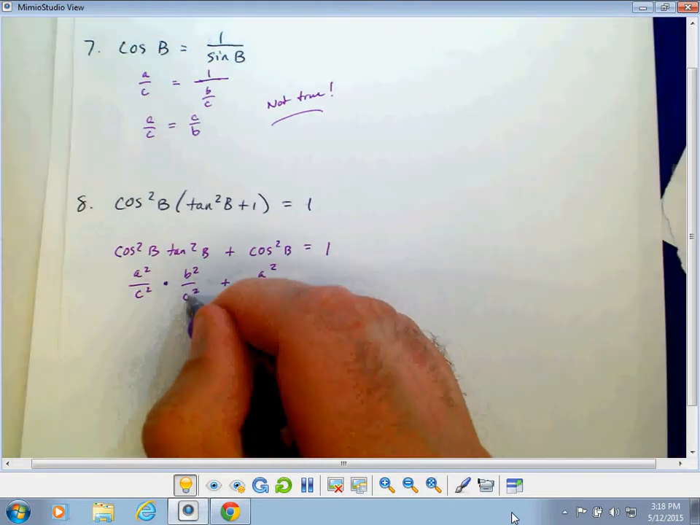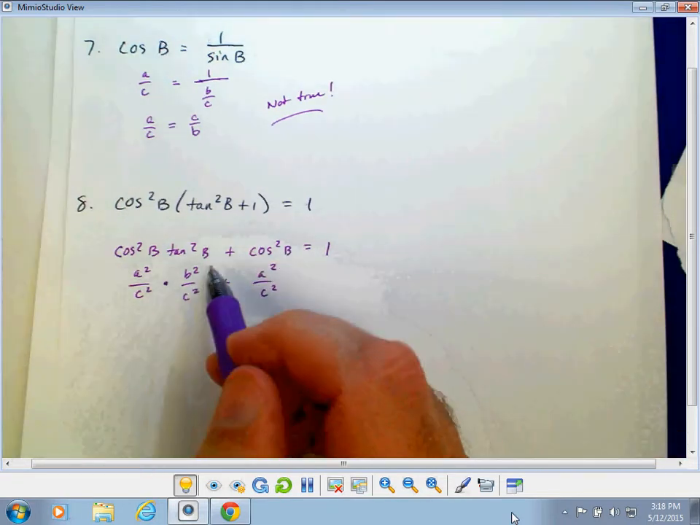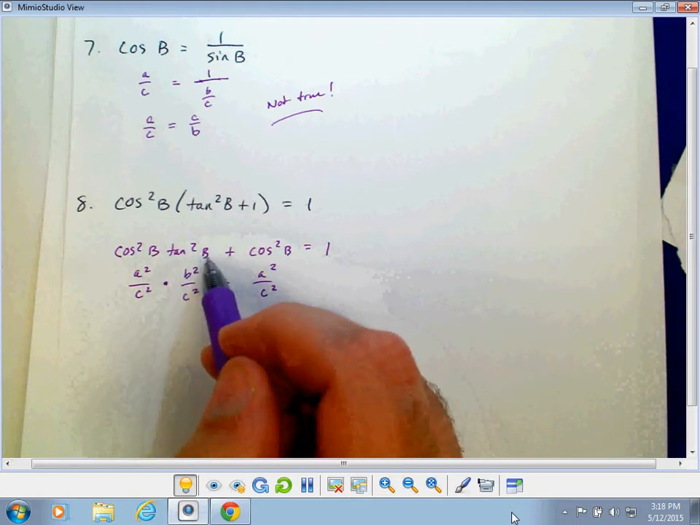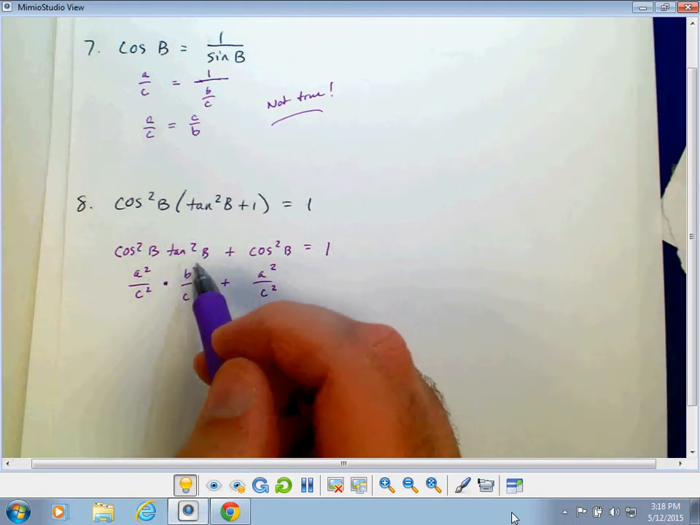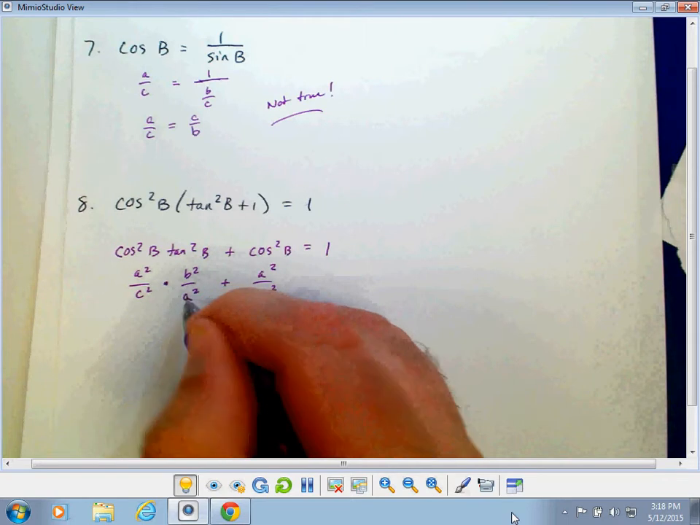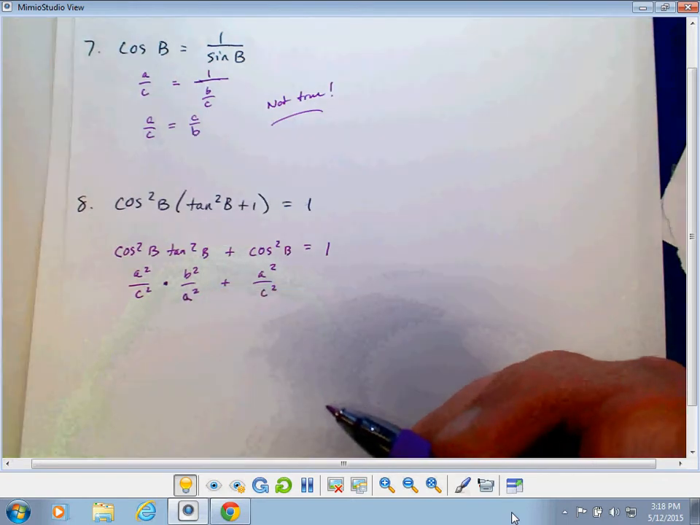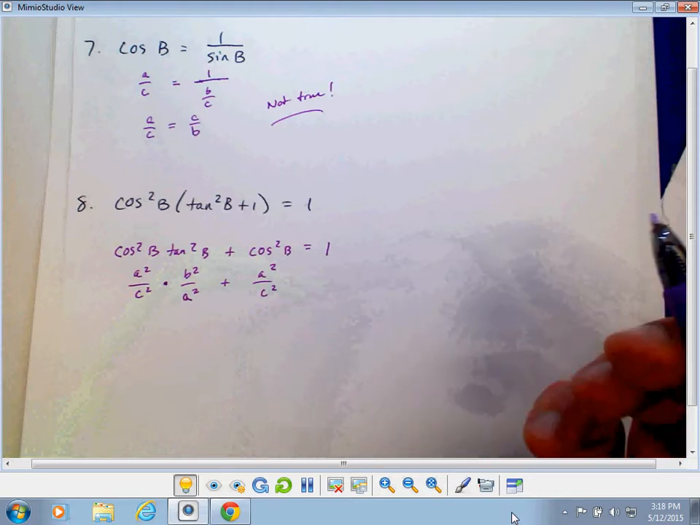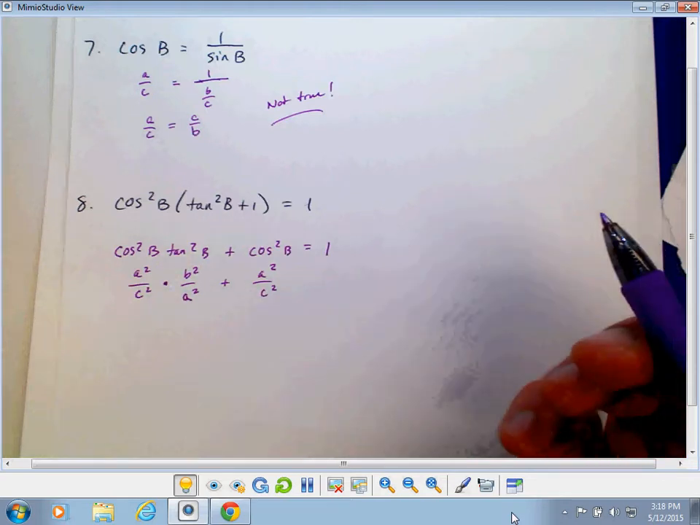Okay, if I multiply these, oh, you know what? I'm sorry. I made a mistake in this one. I didn't think that was right. Let me go back to this. Sorry, Liz. Tangent squared B is B squared over A squared. Sorry about that. That makes a huge difference. Okay? And this all equals 1.